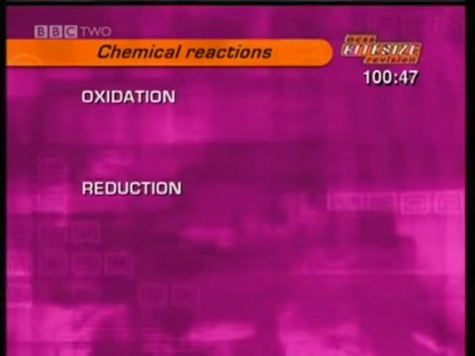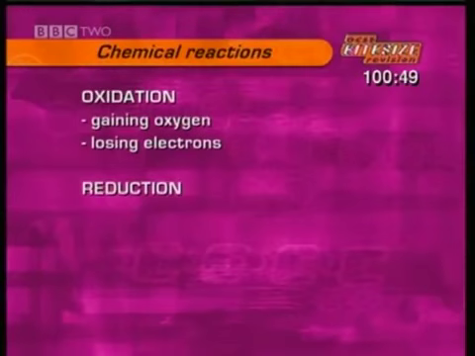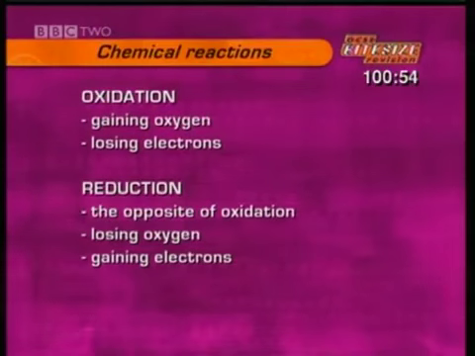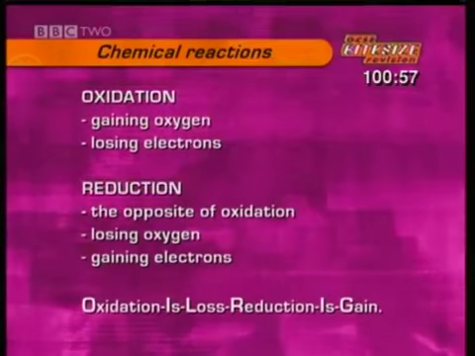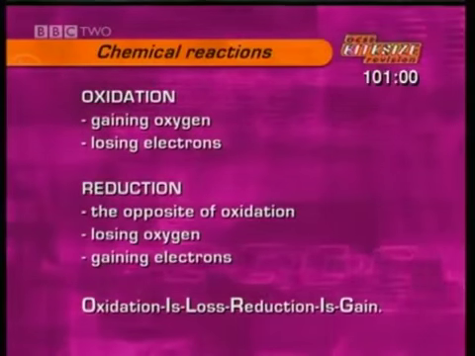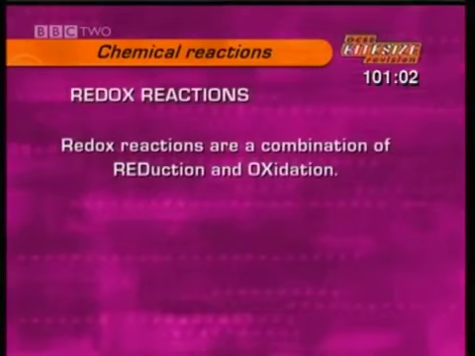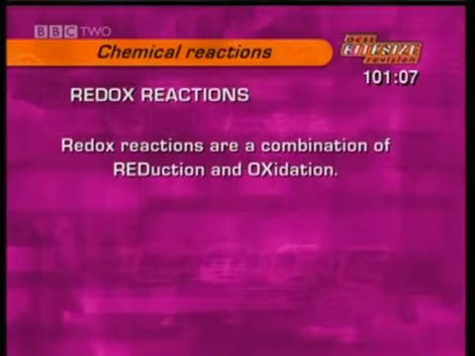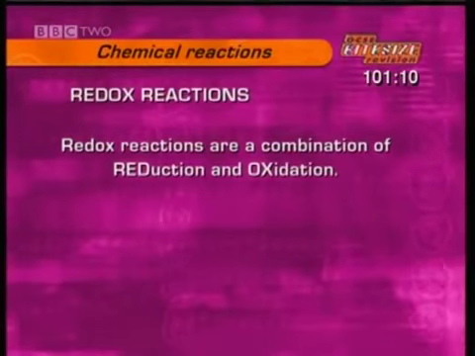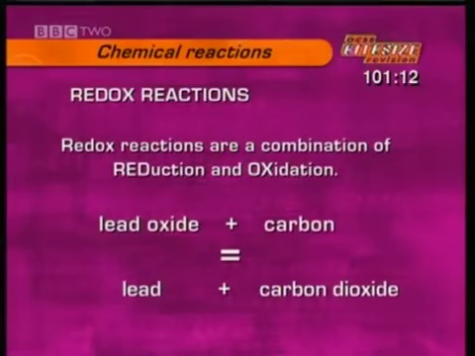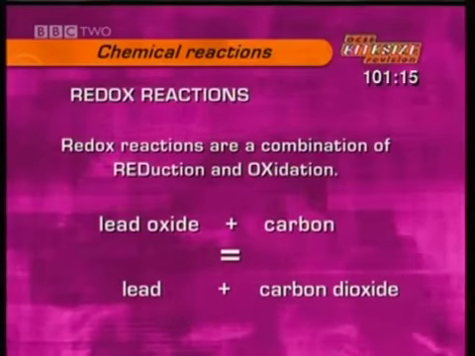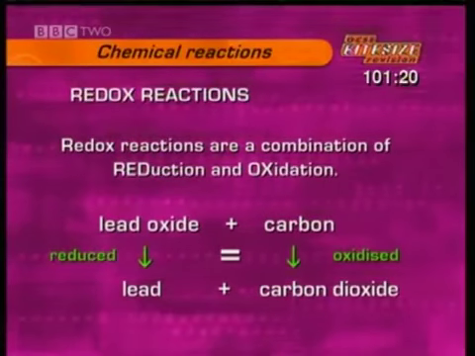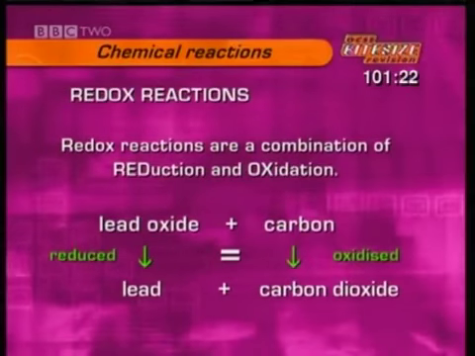So oxidation is gaining oxygen or losing electrons. Reduction is the opposite, losing oxygen or gaining electrons. Remember OIL RIG. Oxidation is loss, reduction is gain of electrons. These are called redox reactions because they're a combination of reduction and oxidation. When lead oxide is reduced by carbon, it gives lead and carbon dioxide. The lead oxide is reduced to metallic lead, while the carbon is oxidized to carbon dioxide.